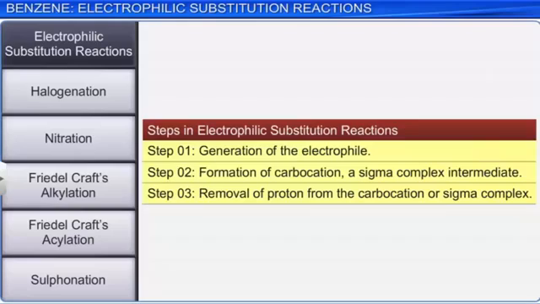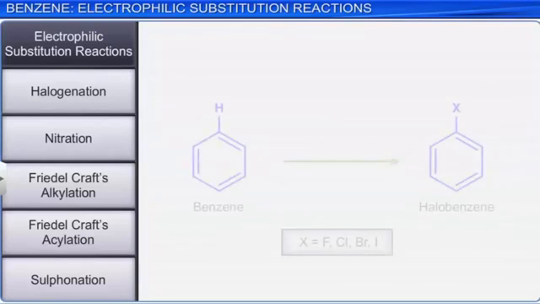A general electrophilic substitution reaction involves 3 steps. They are generation of the electrophile, formation of carbocation, a sigma complex intermediate, and removal of proton from the carbocation sigma complex. Now, let's take a closer look at each type of electrophilic substitution reaction along with the mechanism in detail. First, let us take up halogenation reaction.